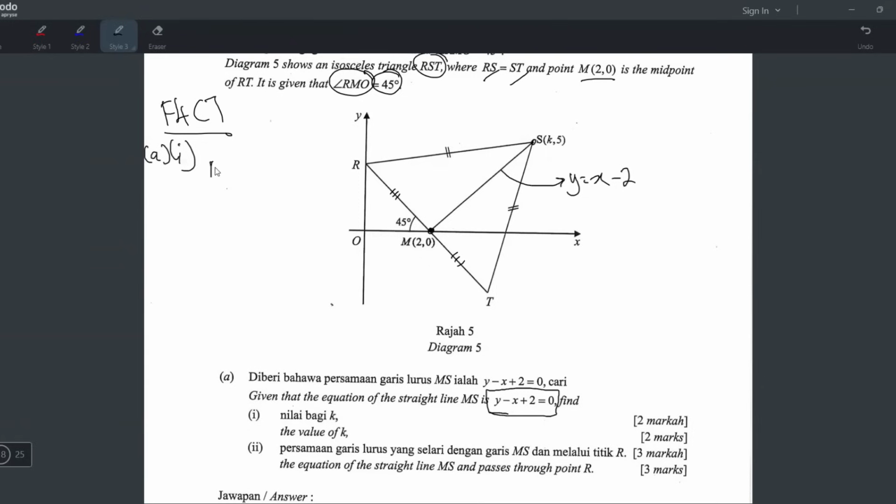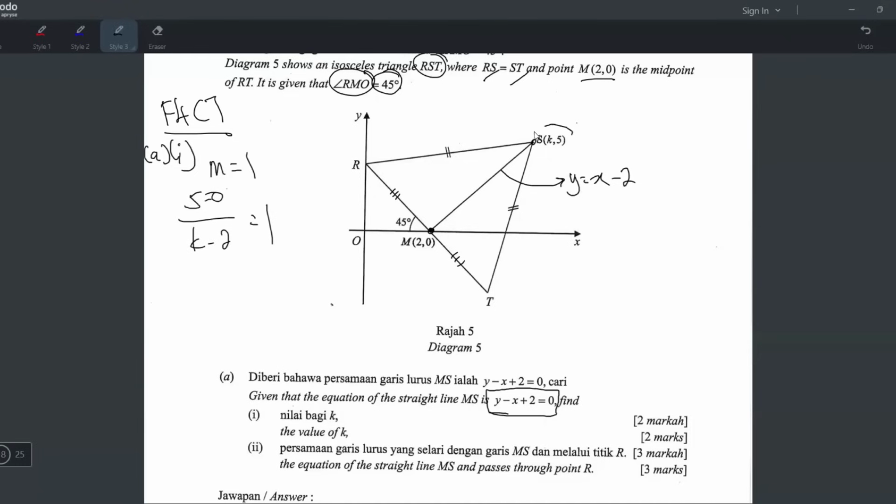First method, you use the gradient formula. Because you remember this line's gradient is 1, right? I mentioned it just now, and you know the gradient from this equation. So it will become y minus y, 5 minus 0, over x minus x, k minus 2, equals 1. So that's the first method.